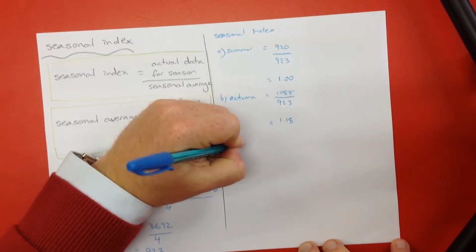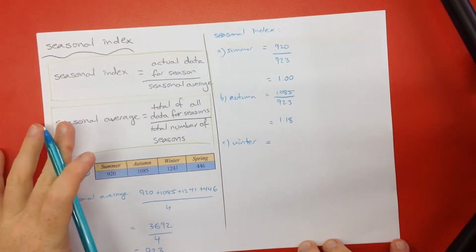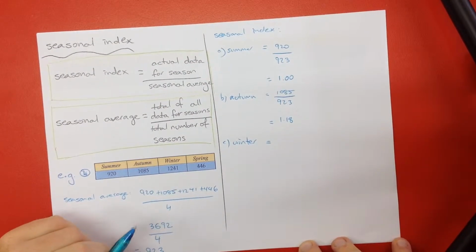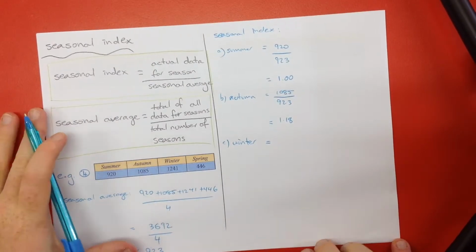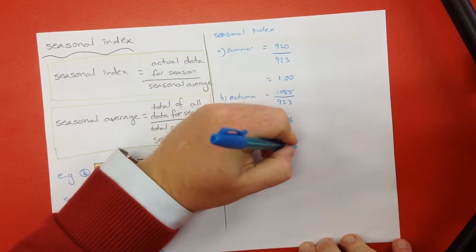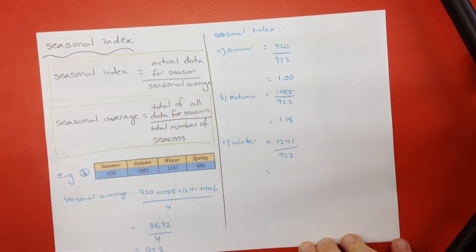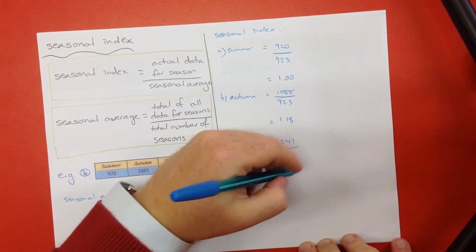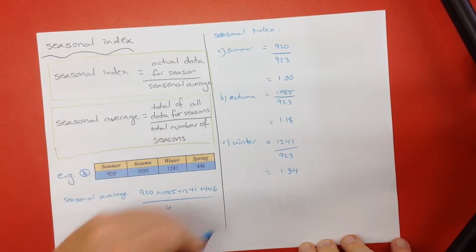C, winter. If I'm writing too small on these sheets, someone please tell me in class and I'll start writing bigger. Maybe you could just zoom in or something. But please do tell me if I'm writing too small in the videos. 1241 divided by 923. So again, you expect it to be more than the average. And our calculator tells us that's 1.34, so 34% above the average.